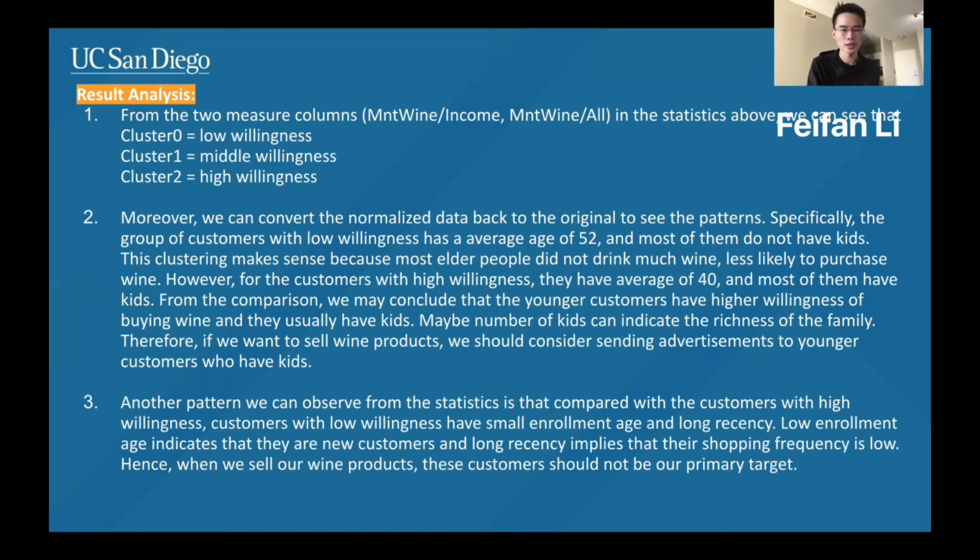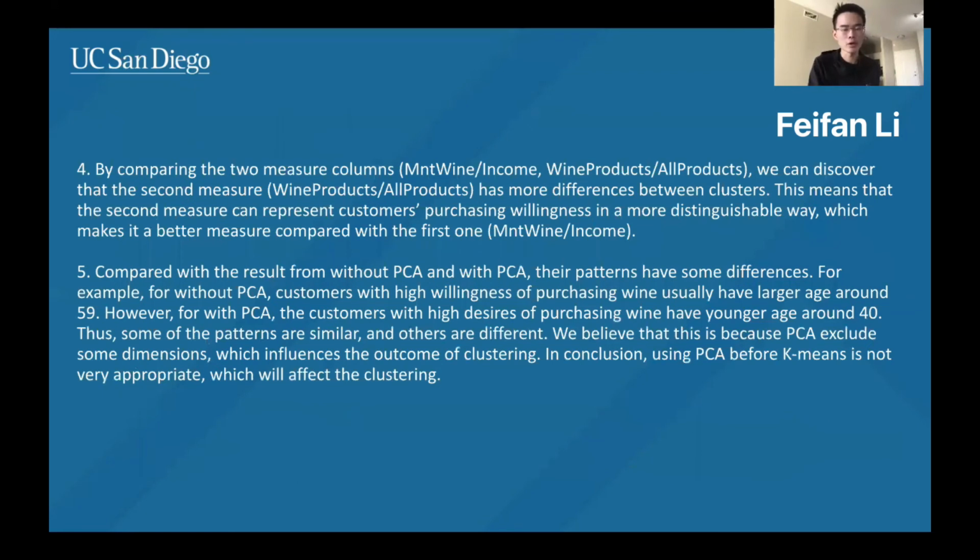Another pattern we can see is that compared with the customers with high willingness, customers with low willingness usually have a small enrollment age and a long recency, which indicates that they are new customers and their shopping frequency is pretty low. Comparing two measures, we can see the second measure works better because it has larger differences between the clusters.